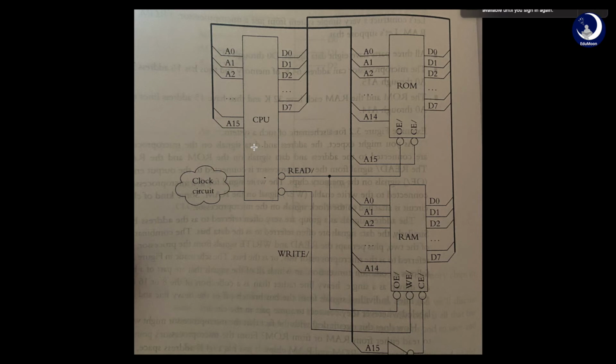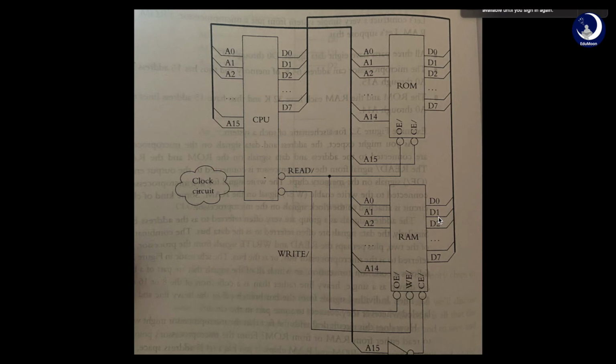This is how you construct a very simple system from just a microprocessor, a RAM and a ROM. Suppose that it has 3: CPU, RAM, ROM. I'm constructing a simple system using CPU, ROM, and RAM. See, all these three have 8 data signals: D0 to D7. So 0 to 7, total 8 data signals.